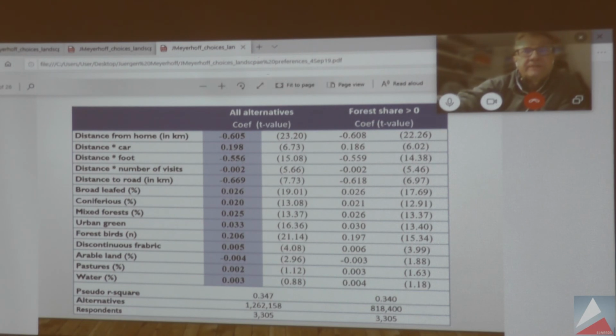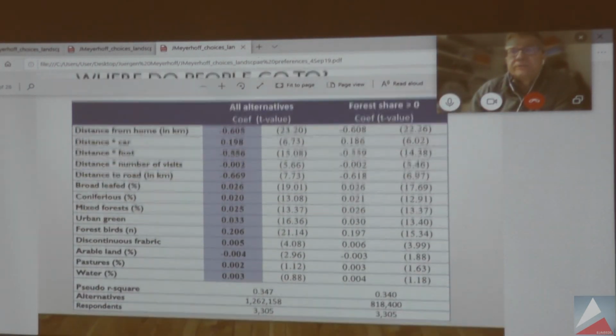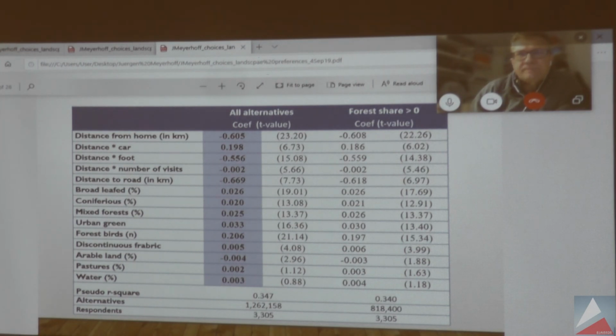And to pick up another characteristic, forest birds, for example, we see that in grid cells where more of these forest birds, which we use as an indicator for good quality, are present, it is more likely that people will choose that alternative for a forest visit in their 10 kilometers surrounding or close to their home residence. And lastly, as we also expected, the more arable land there is in a cell, the less likely it is that it will be chosen.